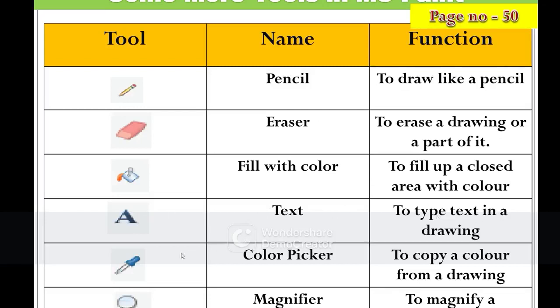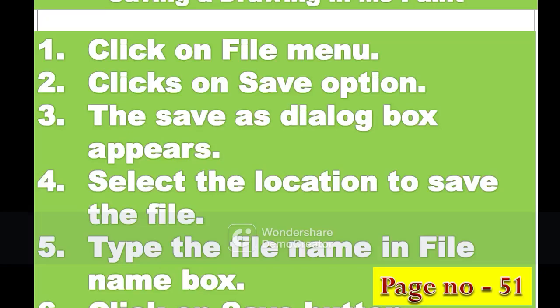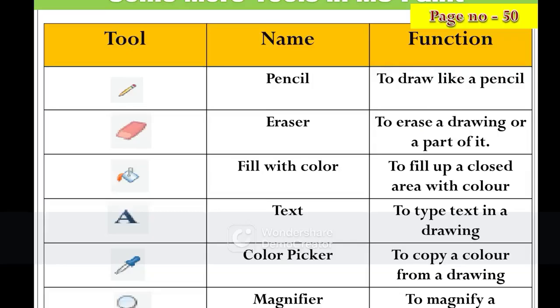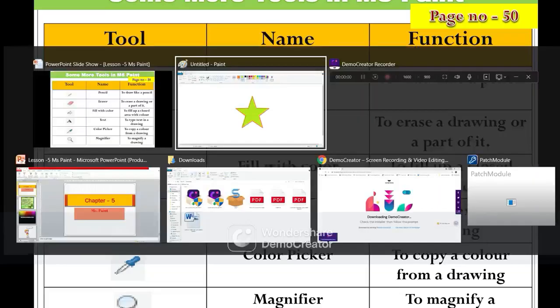And next is the color picker tool. This we will learn in the next class, to copy a color from a drawing. And the magnifier tool, to magnify a drawing, that is, to zoom in on the drawing. So let us learn step by step all these 6 tools.